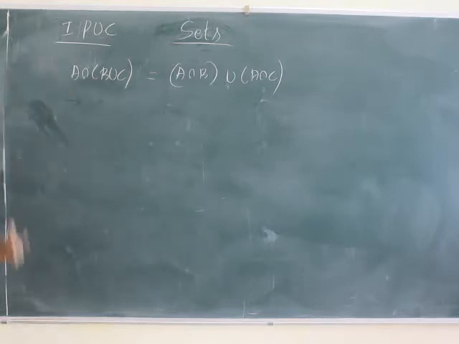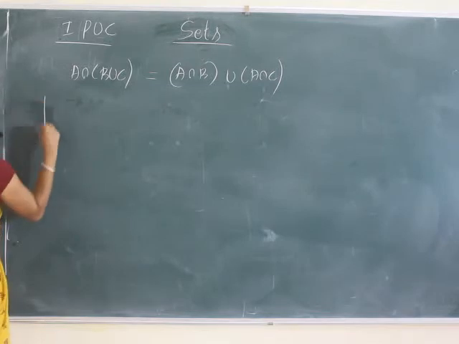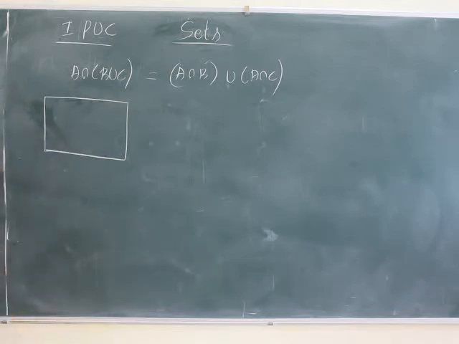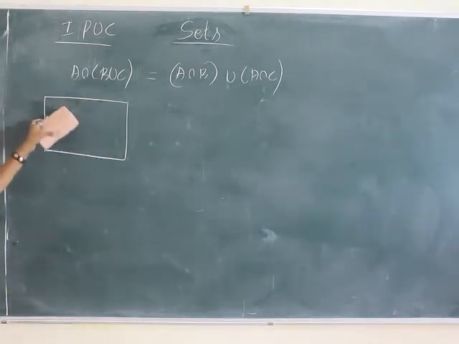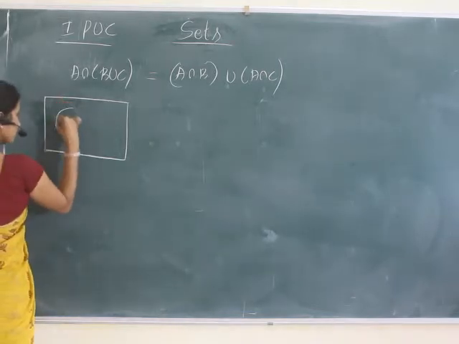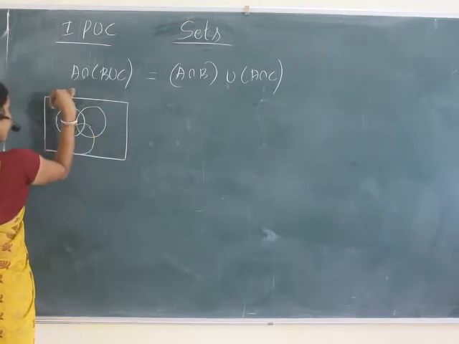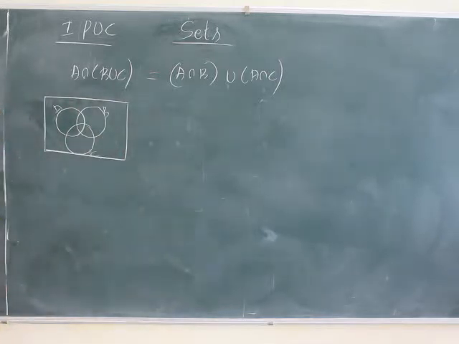So how to show this in the Venn diagram? Using a Venn diagram we can prove this distributive property. So what does that Venn diagram say? For the first Venn diagram, first we have to show there are three sets A, B and C. In that first one I have to show B union C.